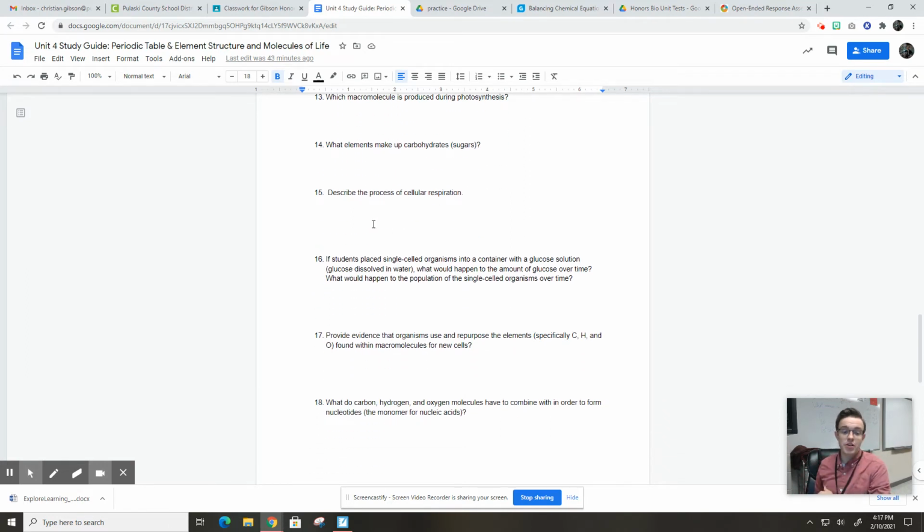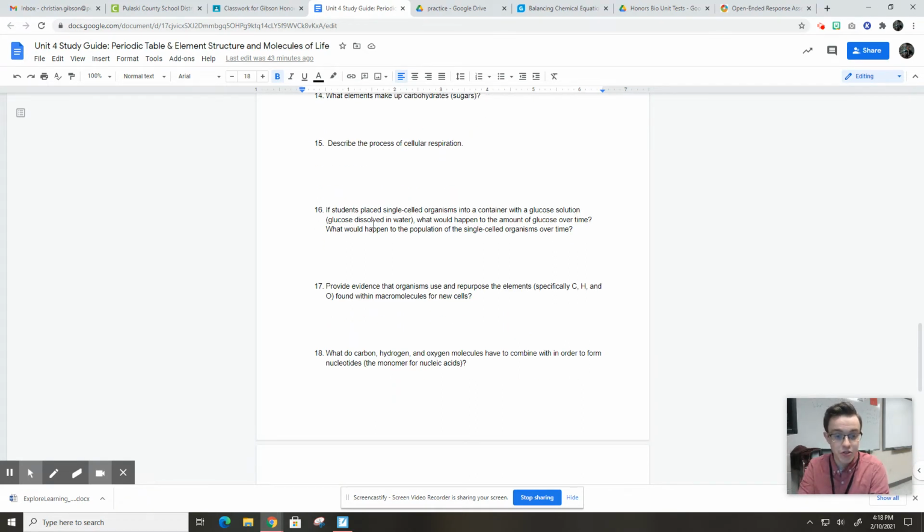Number 15, describe the process of cellular respiration. So cellular respiration is where a glucose molecule and an oxygen go through a chemical reaction. Those bonds between the elements in those molecules are broken and rearranged into carbon dioxide and water. Okay, and that process is what allows it. Breaking those chemical bonds allows us to make energy in the form of ATP. But the process itself is where glucose and oxygen, those bonds are broken and those atoms are rearranged into new products, carbon dioxide and water, and we get energy.